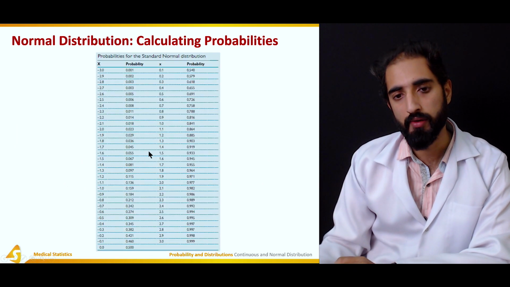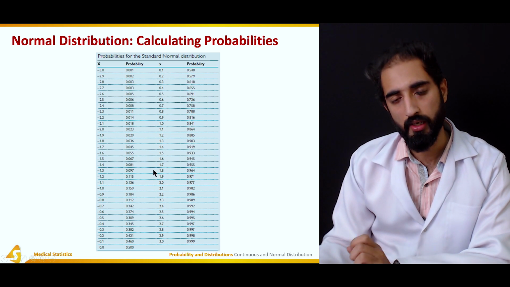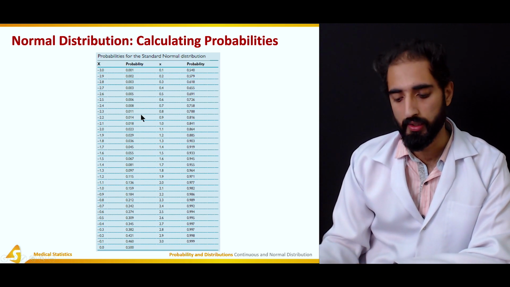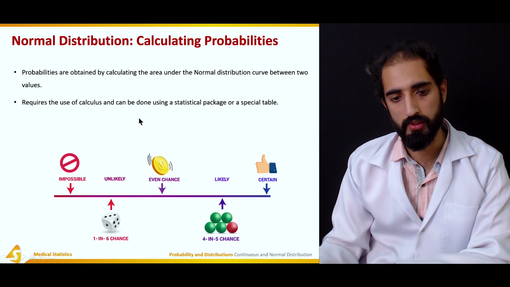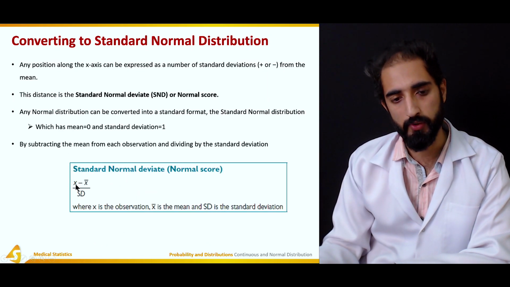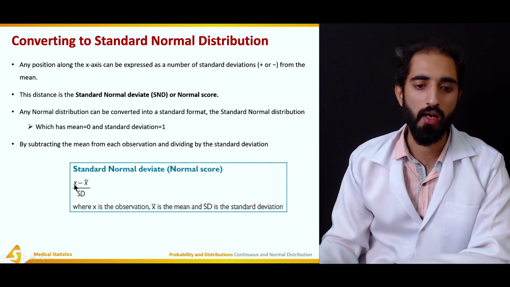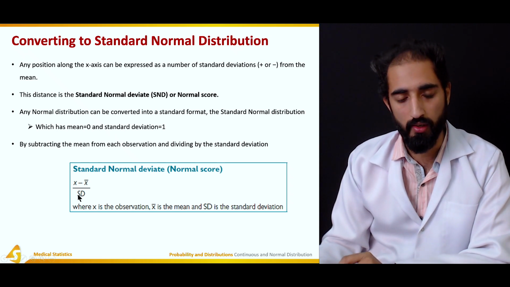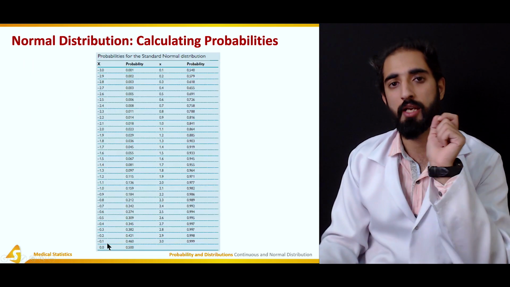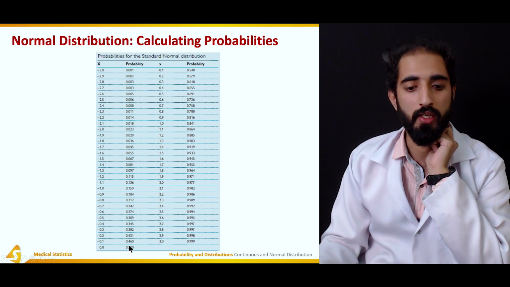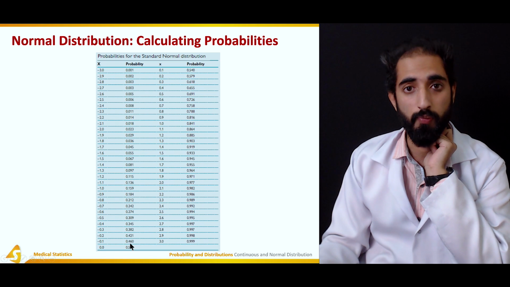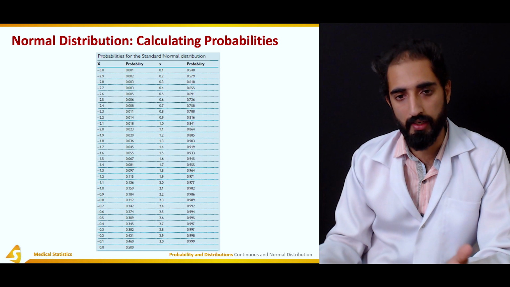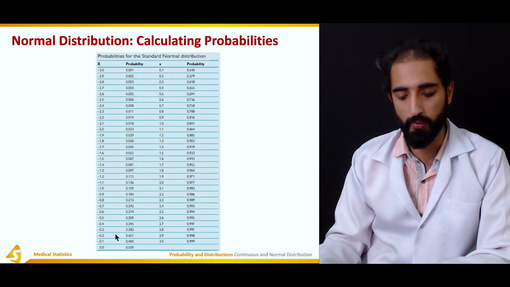So here we have a table which we can use to calculate the probability. For example, if we subtract the mean from the observation, and divide by the standard deviation, and we have a value of, let's suppose, -0.1, then that -0.1 value would have the probability of 0.46 or 46%. So that is how we can calculate the probability, either using software or, as I showed you here, using a standard normal distribution.